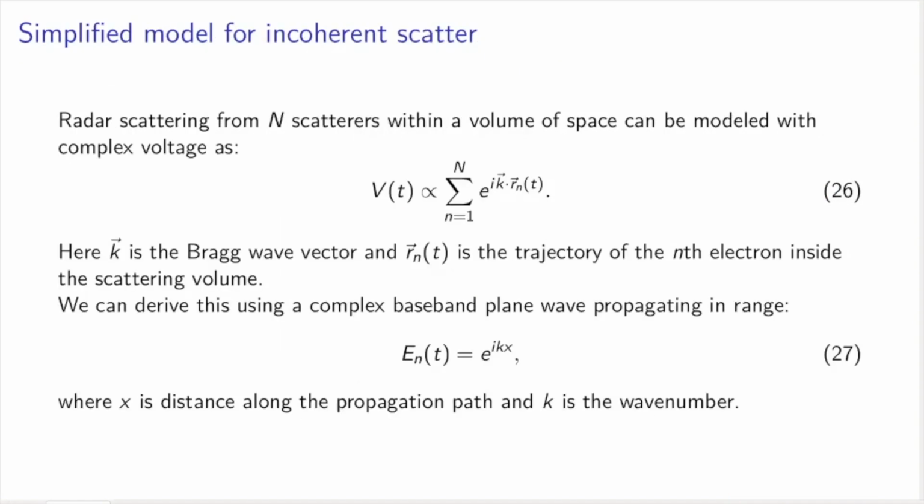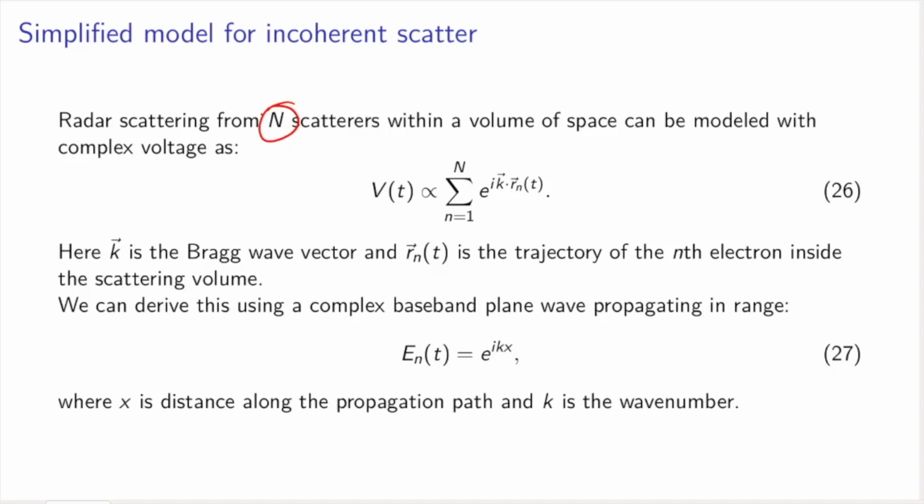Now that we have introduced complex voltage signals, we'll use them to develop a simplified model for volume filling incoherent scatter. This is not a complete model of incoherent scatter from ionospheric plasma. For this, we would need to include the effects of collective interactions between the different constituents of plasma. However, this simple model will hopefully help build intuition on the statistical properties of a radar echo. We will derive our model by assuming that we have a volume of space which is filled with n scatterers. In the case of ionospheric plasma, the scatterers are electrons.